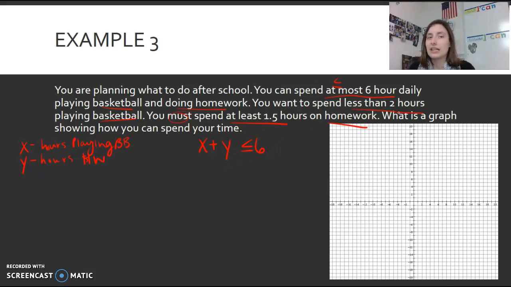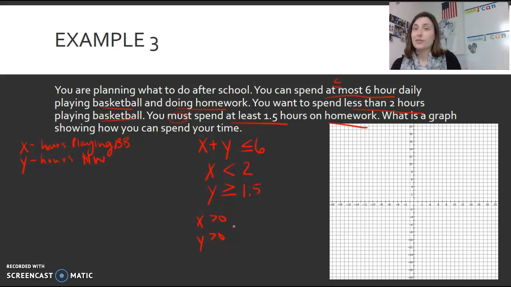I know that I want to spend less than 2 hours playing basketball, so I want my basketball to be less than 2. And I need to spend at least 1.5 hours on homework, so my Y is going to be greater than or equal to 1.5. All right, so those are my equations. The other thing to think about is that my X is going to be greater than 0 and my Y is going to be greater than 0, and the reason we talk about that is we can't have negative hours.